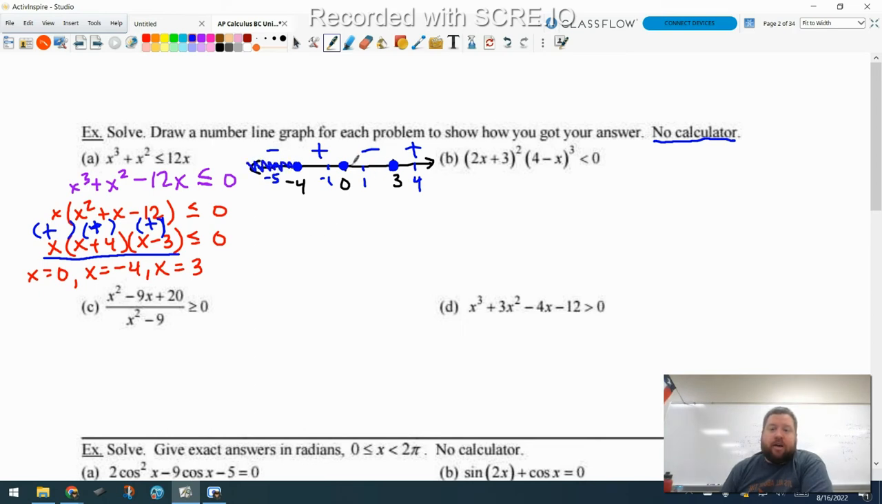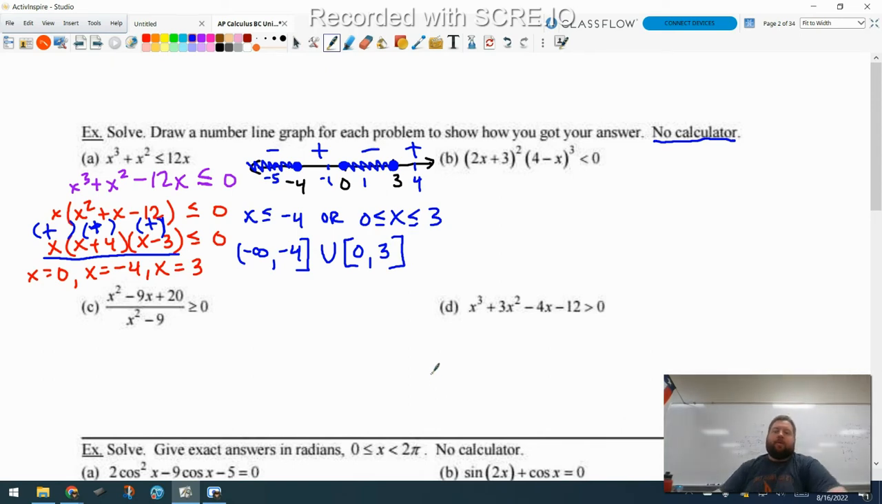So we want that section there, and we want this section here. So a couple different ways you can write your answer. X is less than or equal to negative 4, or 0 is less than or equal to x is less than or equal to 3. Or if you like interval notation better, you could do negative infinity to negative 4 included, union, and then 0 to 3 included. So that's a couple different ways to write it.